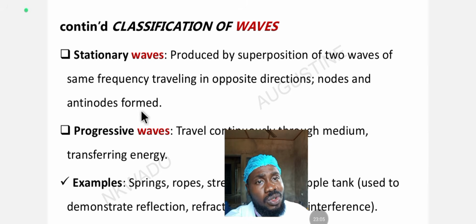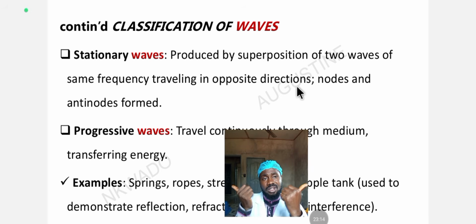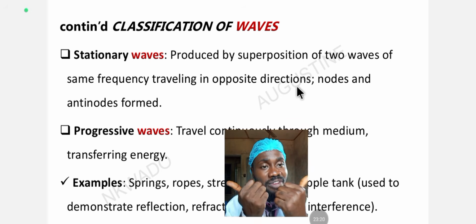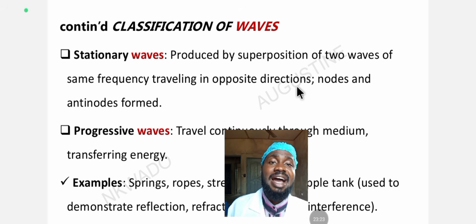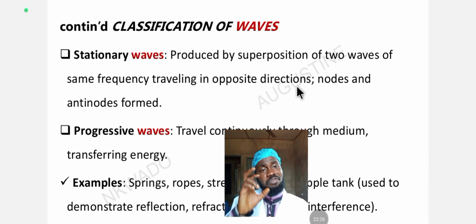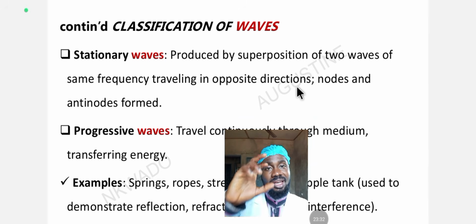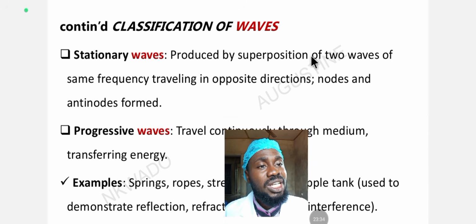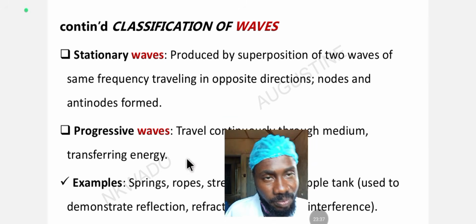Nodes and antinodes are formed. So in a stationary wave, nodes and what? Antinodes are formed. So it's a superimposition created by 2 waves of the same frequency. Okay, so because they have the same frequency, the particles of vibration do not move in any direction. It's static, it's stable. Okay, it's stationary. So this is where you have the nodes and the antinodes.